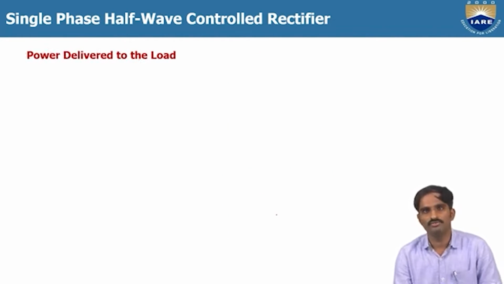Next, the power delivered to the load. There are DC and AC powers. The input is AC power and the output is DC power. Suppose you want to find the PDC, then it is EDC into IDC. Already we know what EDC and IDC are, as we have just derived. You can substitute EDC and IDC here, then you will get the PDC.